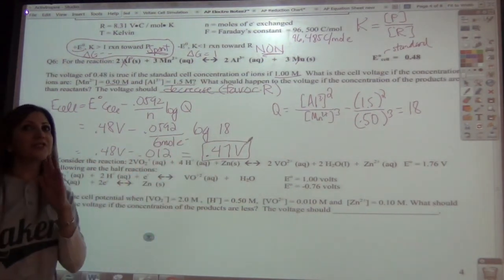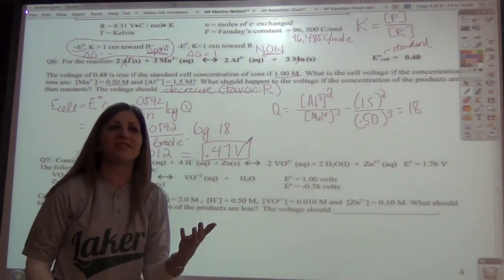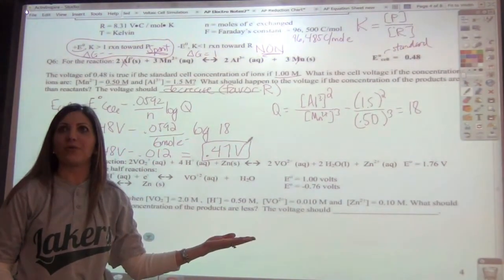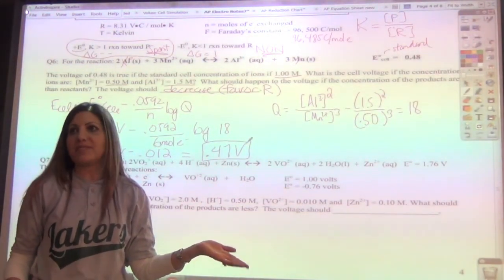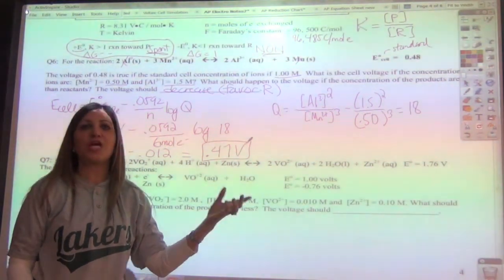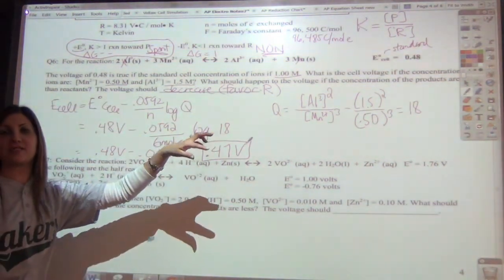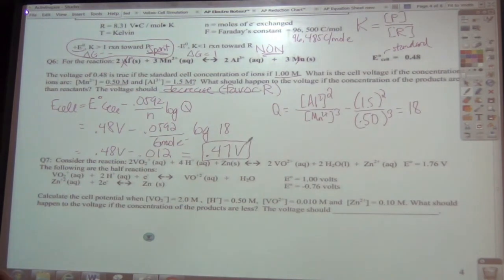So they could really just have this as a conceptual problem to say, what happens to it? That's a very valid problem to say, what happens to the voltage if you're favoring the products, okay? And so we know that the voltage should be decreasing.